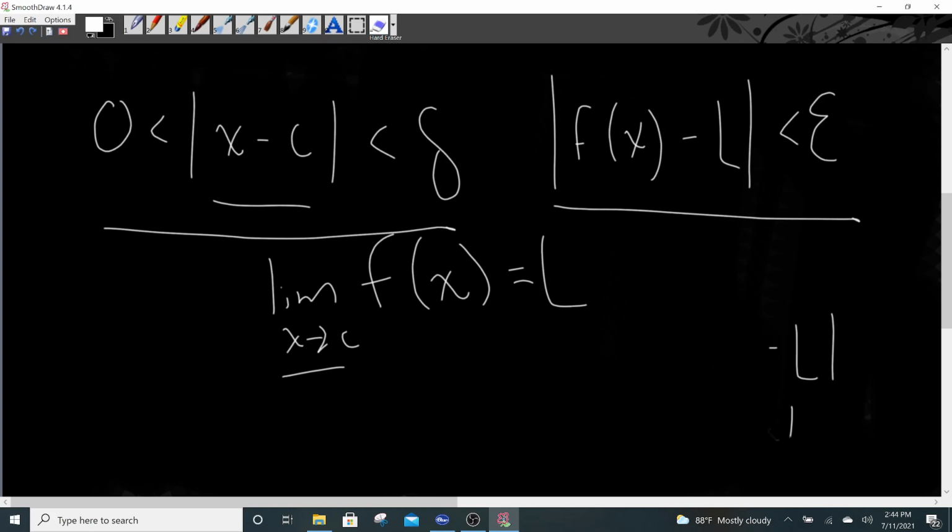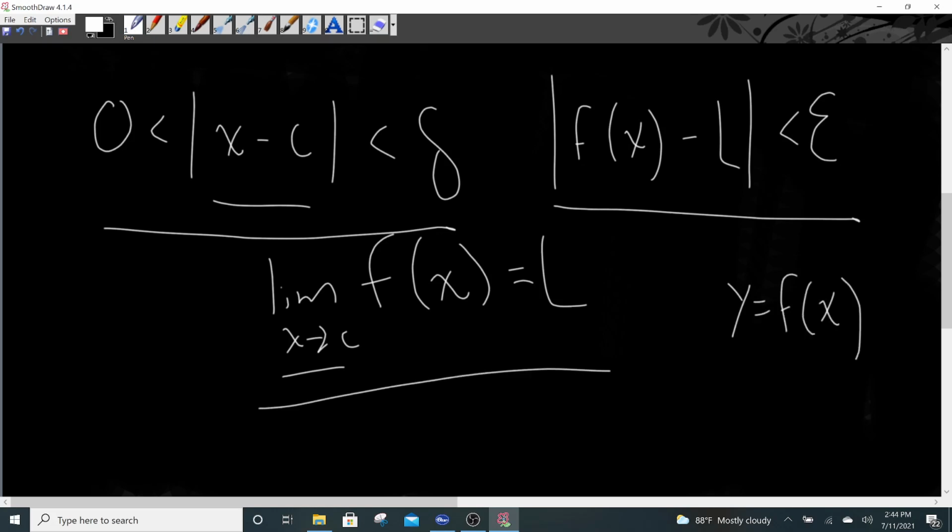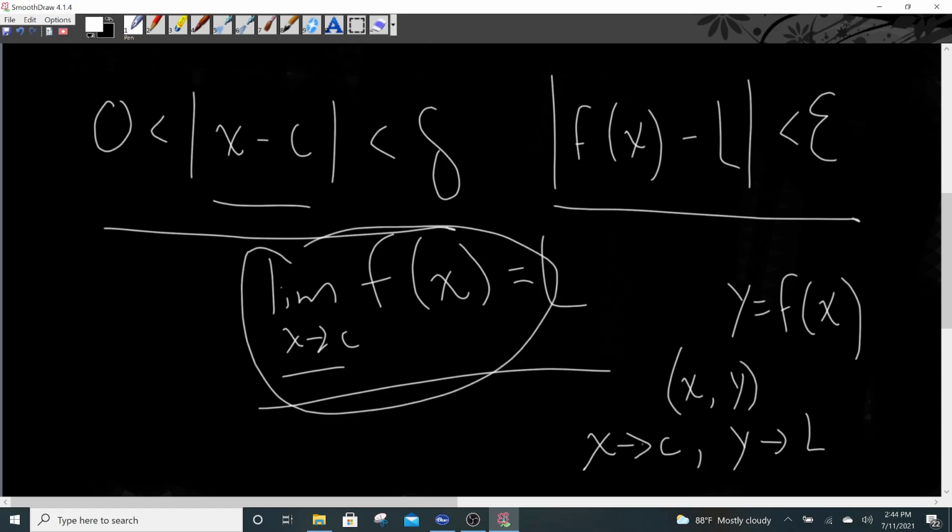Or, again, trying to simplify this a little bit further, we know that y equals f of x. We defined that already. This expression, the limit as x approaches c of f of x equals L, means that as x approaches some value c, y approaches some value L. For the point x, y, this expression means that the graph is trending towards the point (c, L).